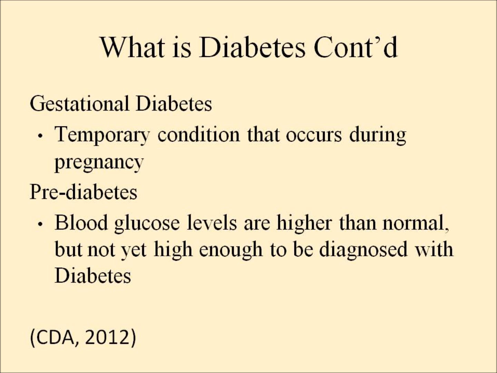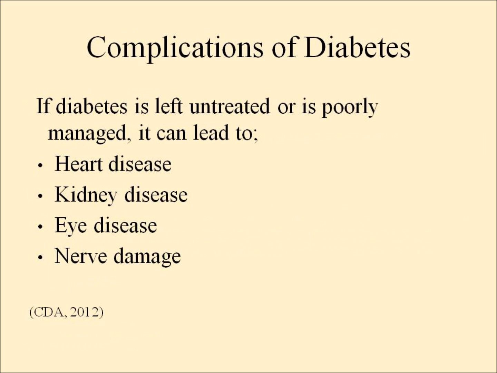The third type of diabetes is named gestational diabetes. This is a temporary condition that occurs during pregnancy. If your blood glucose levels are high, but not high enough to be diagnosed with diabetes, you are what is called pre-diabetic. Diabetes can lead to multiple health conditions such as heart disease, kidney disease, eye disease, and nerve damage. However, with the proper management of their condition, these complications can often be avoided.